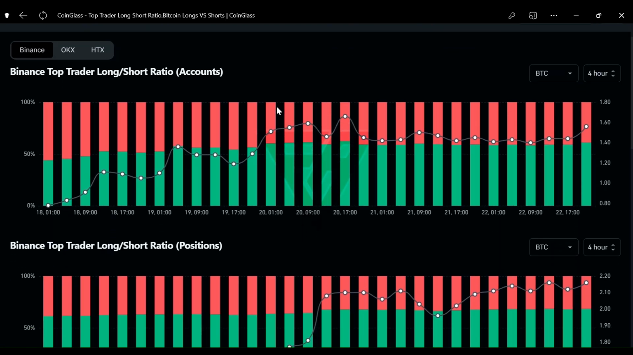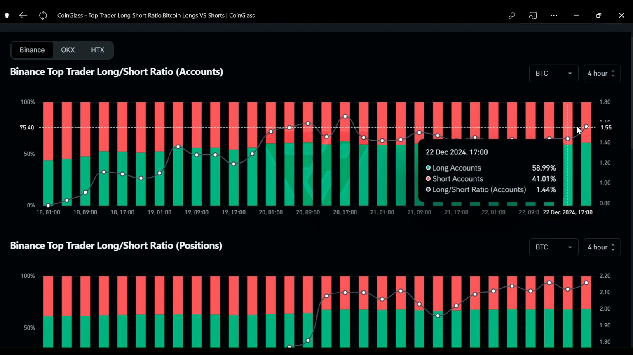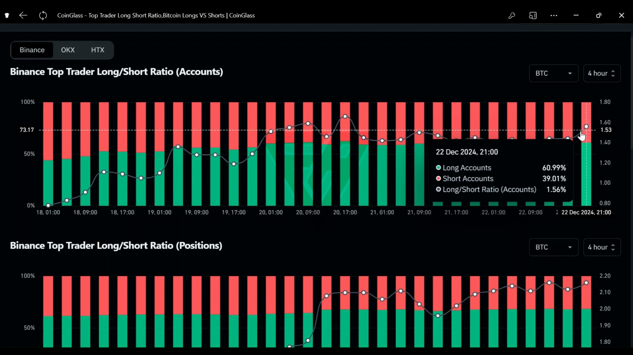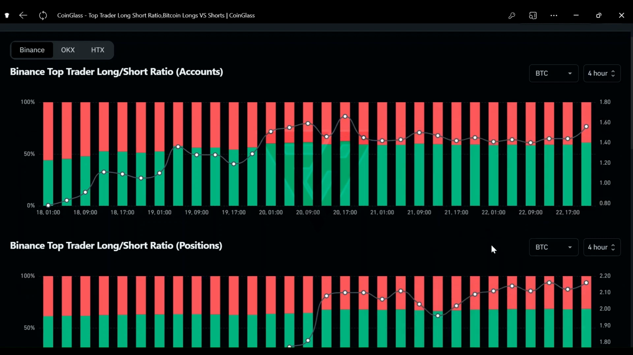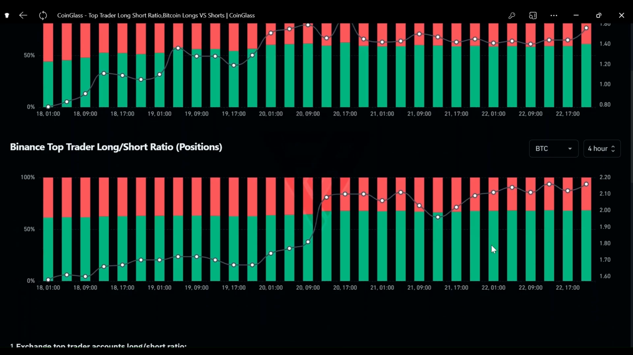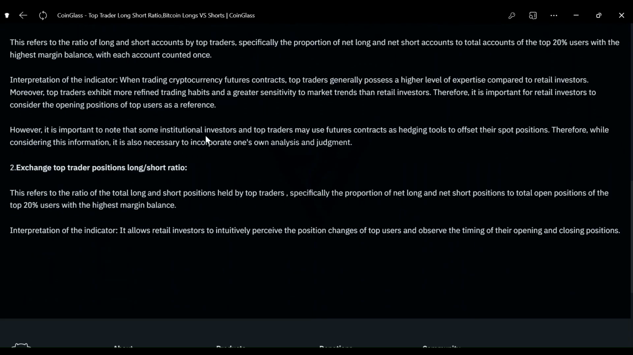Exchange top trader accounts long/short ratio. This refers to the ratio of long and short accounts by top traders, specifically the proportion of net long and net short accounts to total accounts of the top 20% users with the highest margin balance, with each account counted once. Exchange top trader positions long/short ratio. This refers to the ratio of the total long and short positions held by top traders.